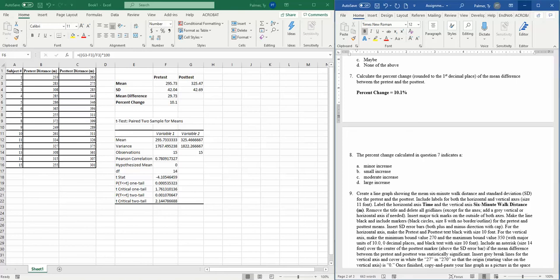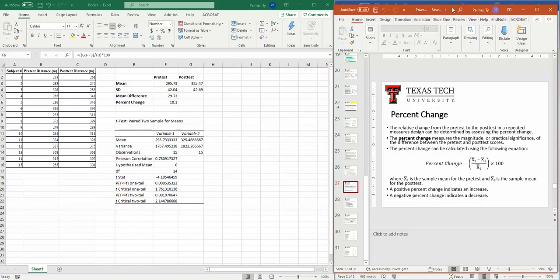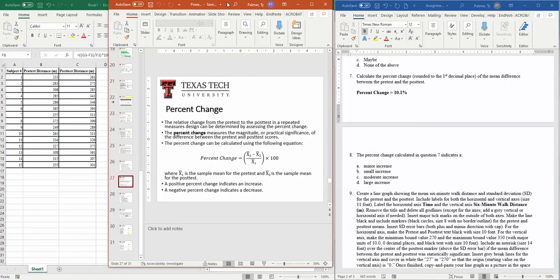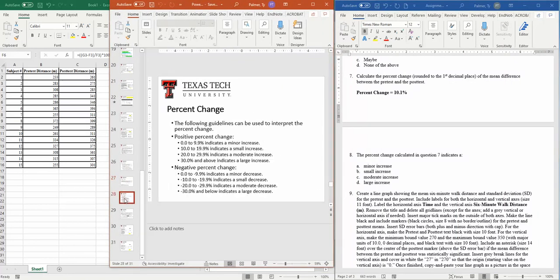is, if you look back at the PowerPoint, and I'll pull it up again, I'm going to put it over here on this side now. And if you look at this slide right here, this is where it includes the guidelines to interpret the percent change. This is how you're going to answer number 8. You're going to look at this slide here. Depending upon your percent change, that's going to dictate your answer here for question 8.